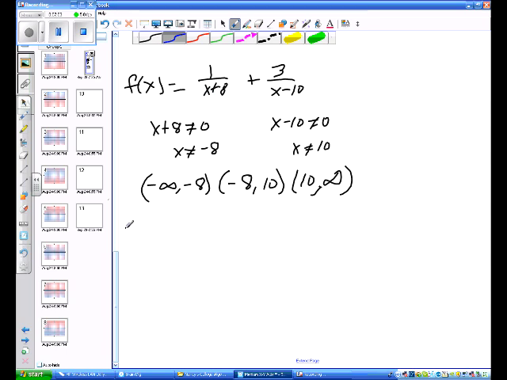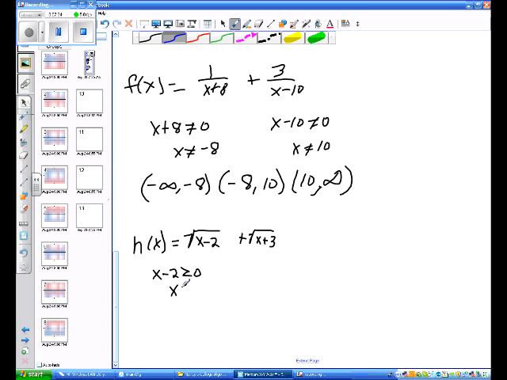If we had one with a sum of radicals, say h of x was equal to the square root of x minus 2 plus the square root of x plus 3. We have to consider each one. If we take this first one, well, x minus 2 has to be greater than or equal to 0.